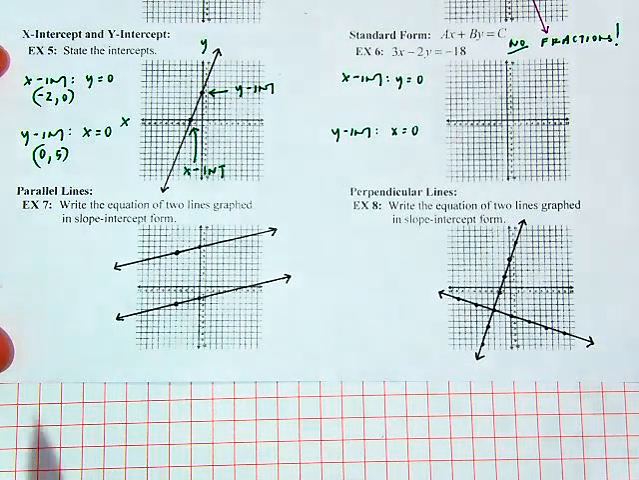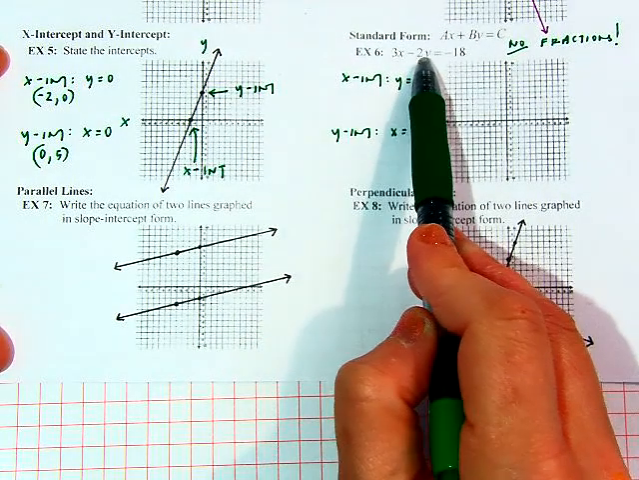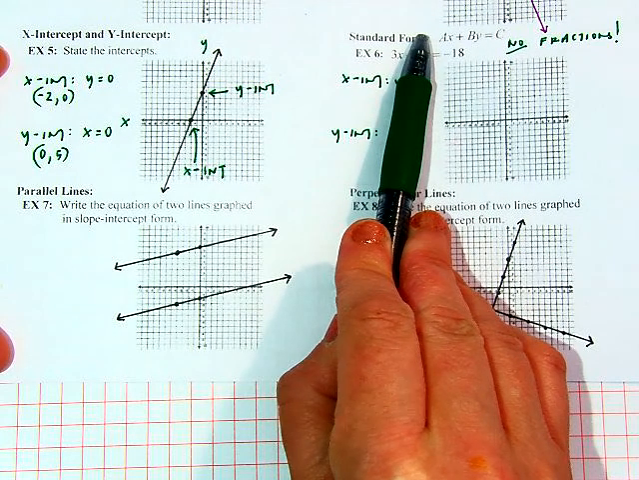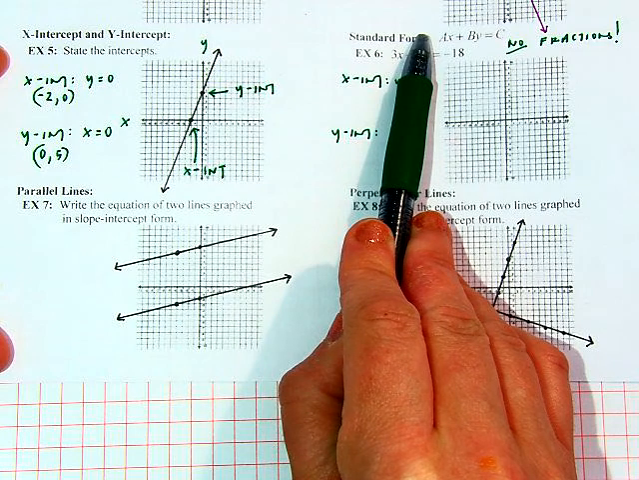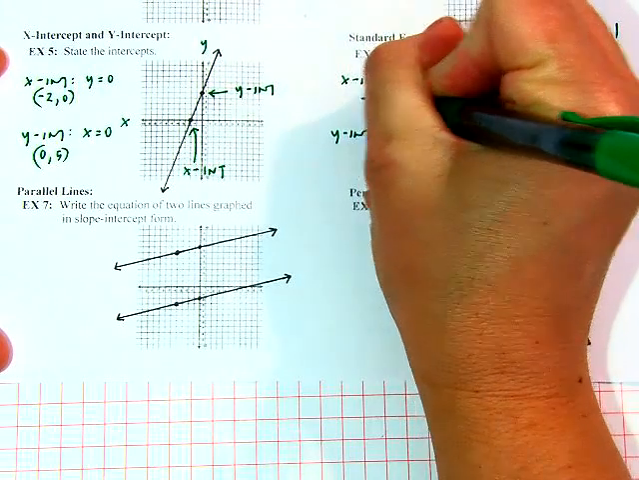Let me just say that one more time. My x-intercept is when y is 0. If I plug in a 0 for the y, this whole part clears to 0. I'm going to cover that up. So 3x equals negative 18. Divide each side by 3. X is negative 6. So as a point, that would be negative 6, 0.